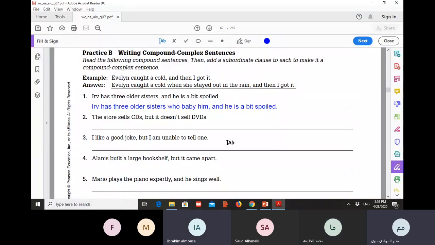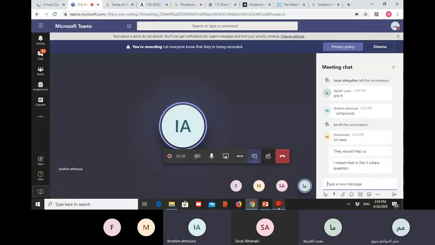The store sells CDs, but it doesn't sell DVDs. The store sells CDs, but unfortunately, it doesn't sell DVDs. And what did you add? Did you add a subordinate clause? You didn't add anything. You added an adverbial. So we said unfortunately, so this is an adverb. All you did is add an adverb in the sentence. I meant that you increase. Yeah, I understood you, Mohammed.